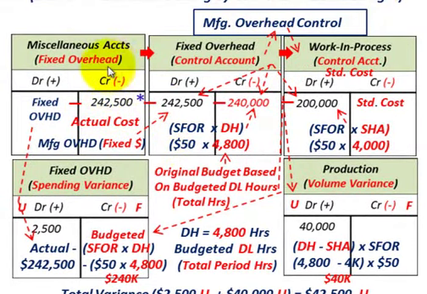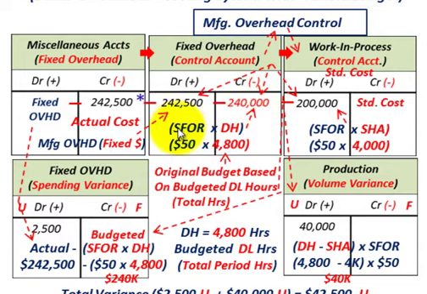Starting with our fixed overhead, we start with our actual cost, and our actual cost in this example is $242,500 for the month that we're looking at in this department. Then that's going to flow into our manufacturing overhead control account at $242,500. And then I made one other calculation, and that's for the volume variance that we're going to be looking at. And that's going to be $240,000.